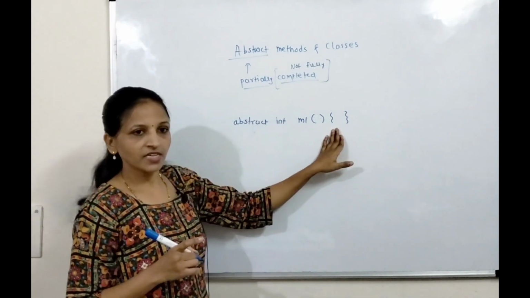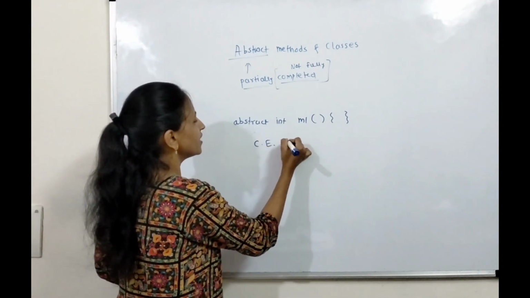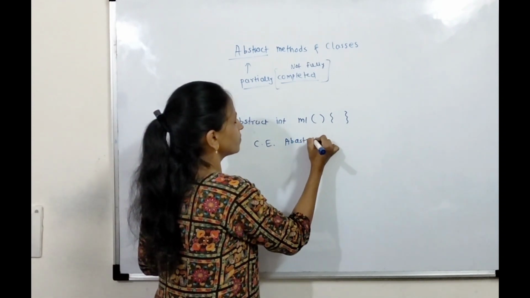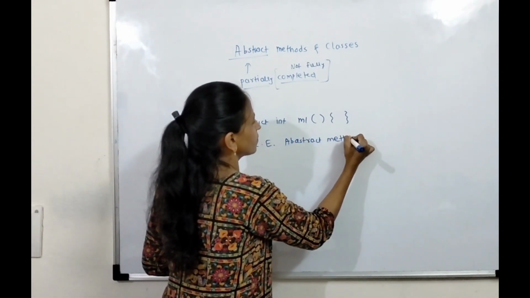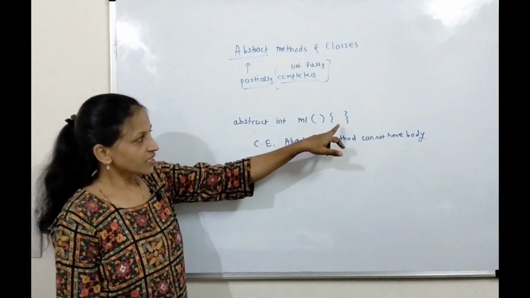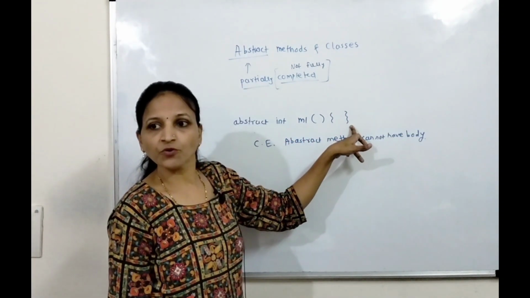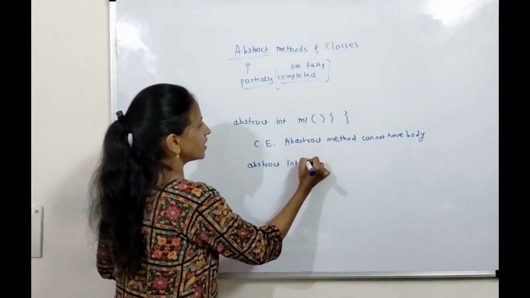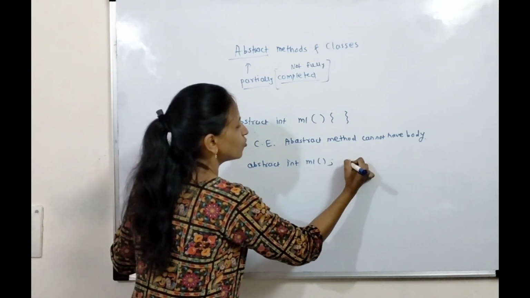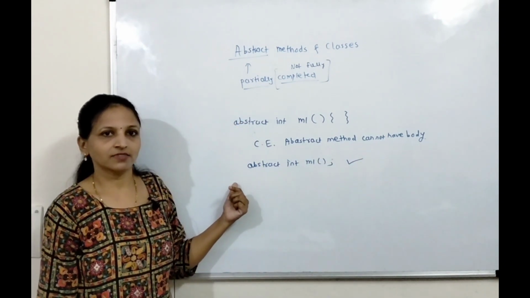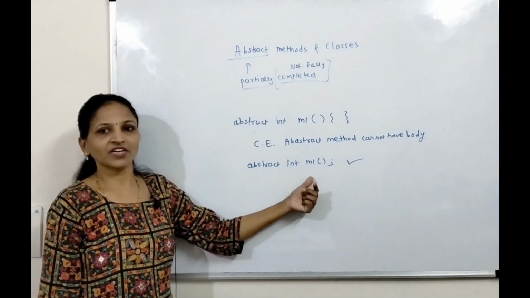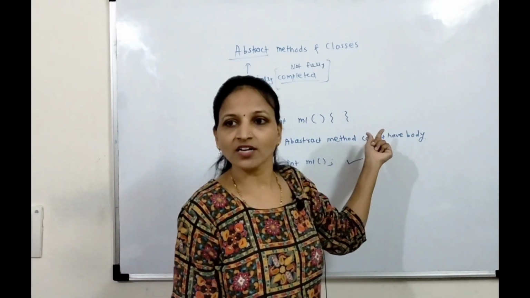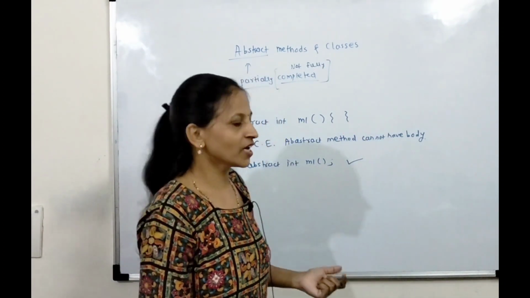Just write down this. Here you will get compile time error like abstract method cannot have body. Error you will get here because here you have written in this way. If you have written here like this, abstract int m1 and then semicolon, then no problem, it is perfectly valid. Again we cannot write this; it is just like a block. After a block we cannot place a semicolon. That's why this is wrong.